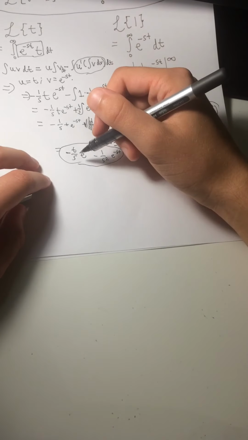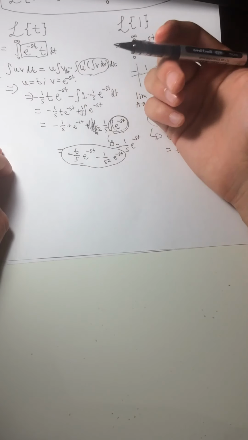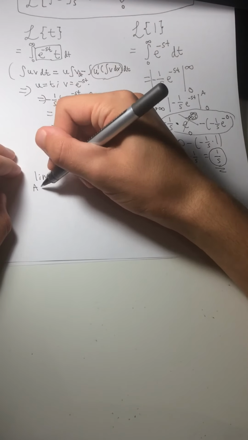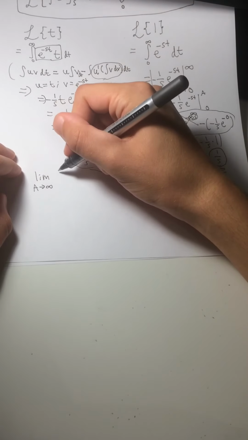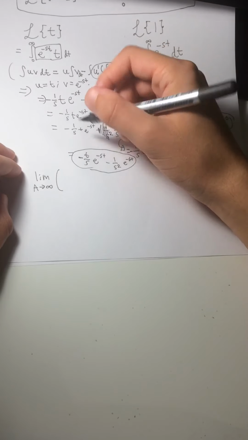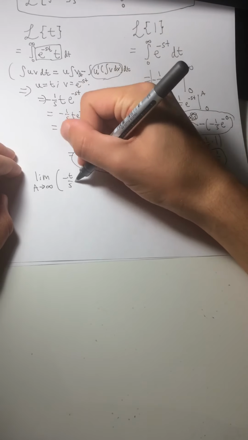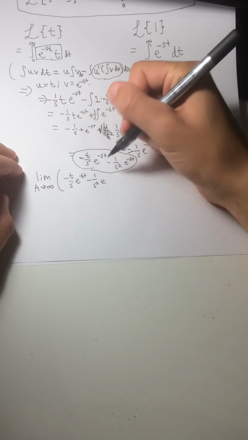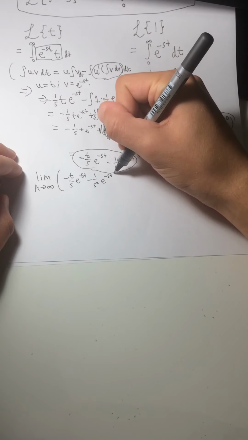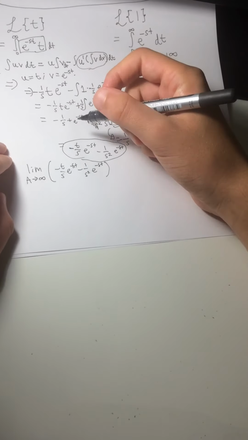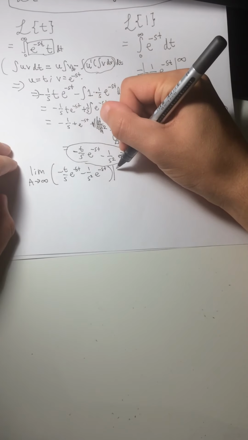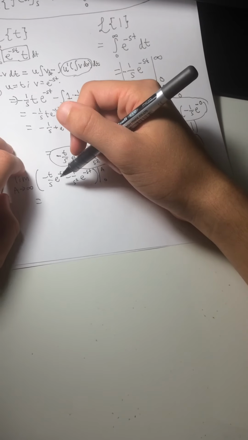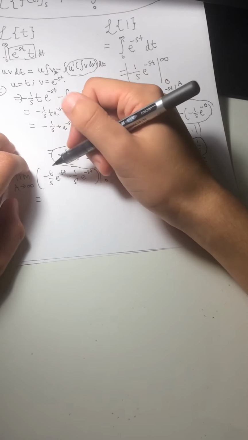So if we just look at, if we just take the limit as t approaches infinity of minus t over s, yep. Okay, what we get is, okay, so here's where it gets a bit confusing, so pay attention to this.